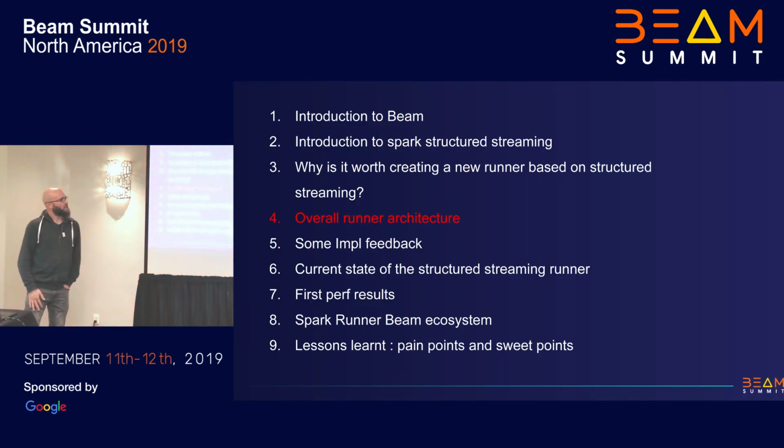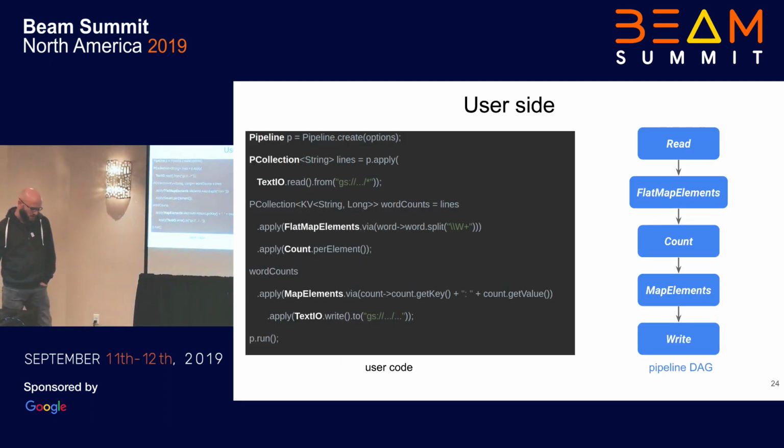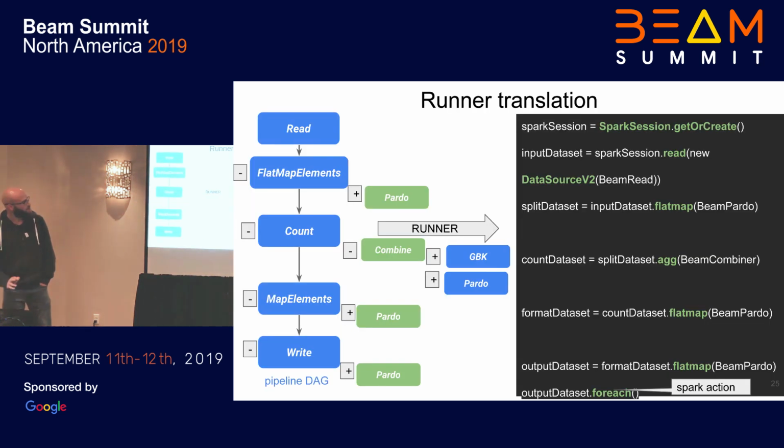So now I will dig into the technical subject of interest, which is the runner architecture. You remember my introduction pipeline, very simple, that counts the words. Actually, the Beam SDK constructs the equivalent of this Beam code as a graph, which is on the right-hand side, which is a direct acyclic graph, a DAG, that contains only Beam transforms, like read, flat map, count, map elements. All right? And this is what goes in input for the runner.